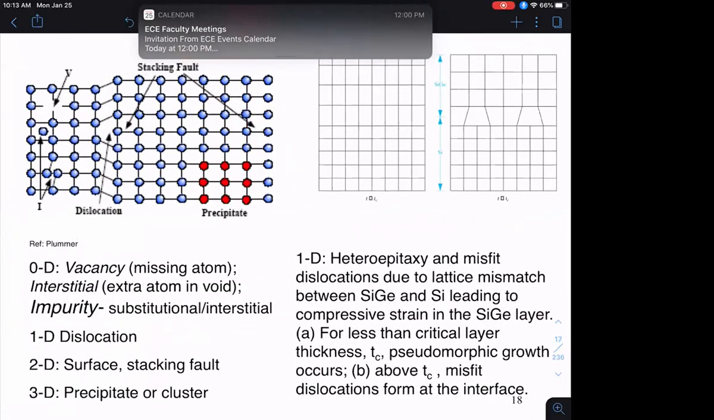Any questions? All right, I think I'll stop at this point and start off the next lecture by talking about crystal defects and then jump into quantum physics, quantum mechanics. Any questions?